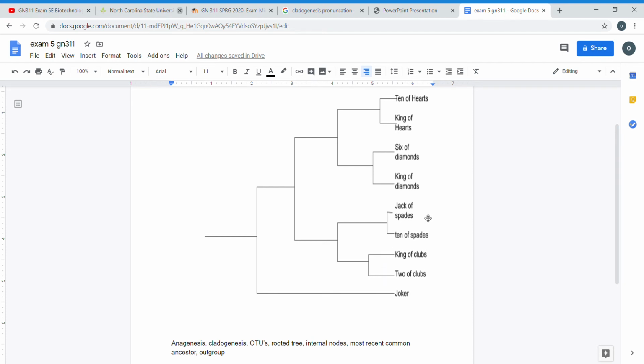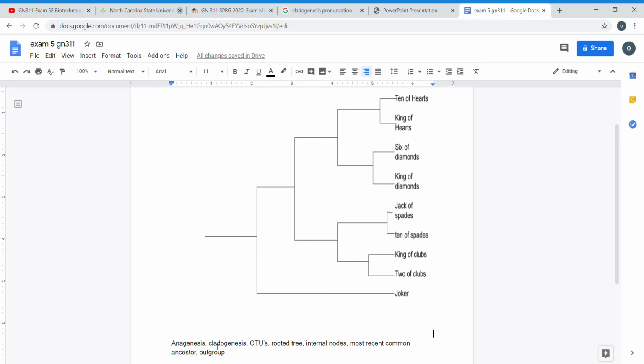Now, time to talk about the vocabulary. Anagenesis, hope I'm saying that right, is like the evolution of one thing into itself, I guess, from my understanding. So that would be like this outgroup. So it's like it's always been the Joker. No matter what happens, it always stays like the Joker. It doesn't change.